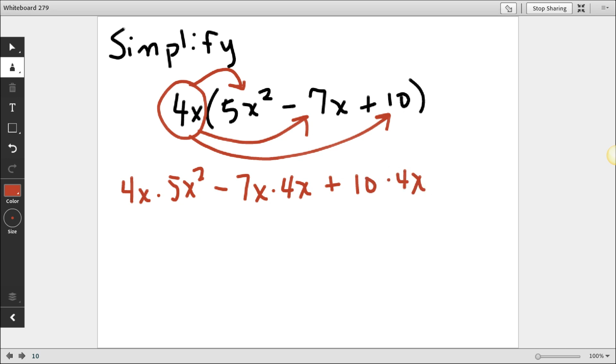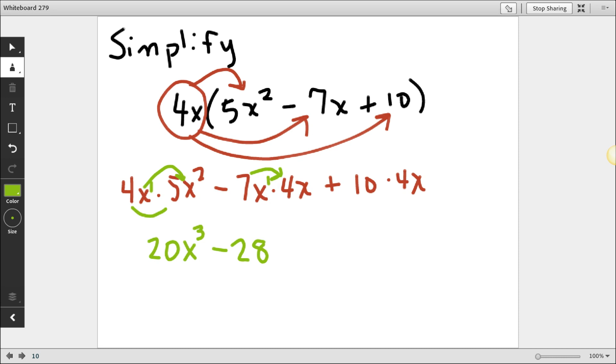And anytime you multiply with variables, make sure that you watch the exponents, because here what I'm going to do is multiply 4 times 5, which is 20. And I've got x times x squared, which is x cubed. There's an assumed 1 right there, and 1 plus 2 is 3. So when I get to the next one, same sort of deal here. I've got 7 times 8, which is 28.